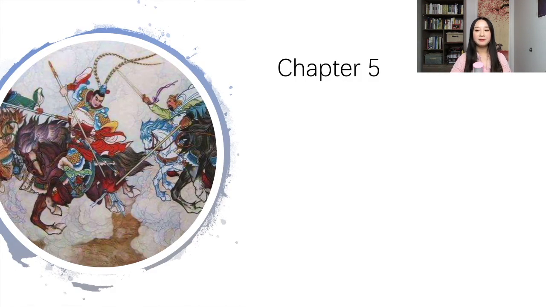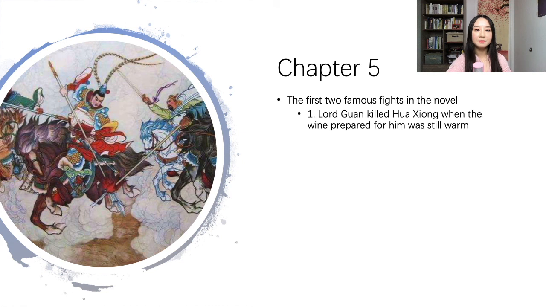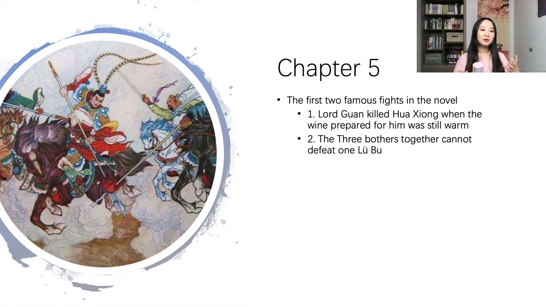And for chapter 5, chapter 5 introduces us to the first two very famous fights in the novel. Because it's a novel about heroes, they're always fighting each other. So the fight scene is one of the most important components of the whole novel. So first is Lord Guan killing Hua Xiong when the wine prepared for him was still warm. And the second one is the three brothers united together but still unable to defeat one Lü Bu. So these are two very famous fights.